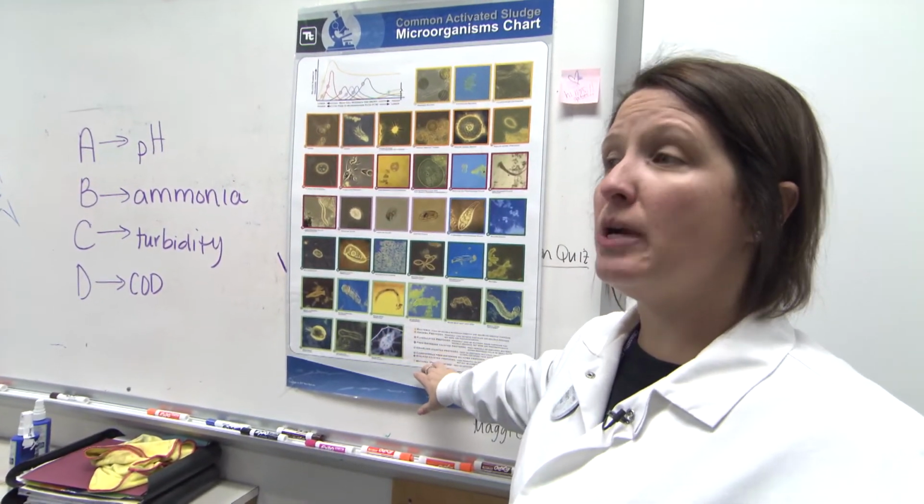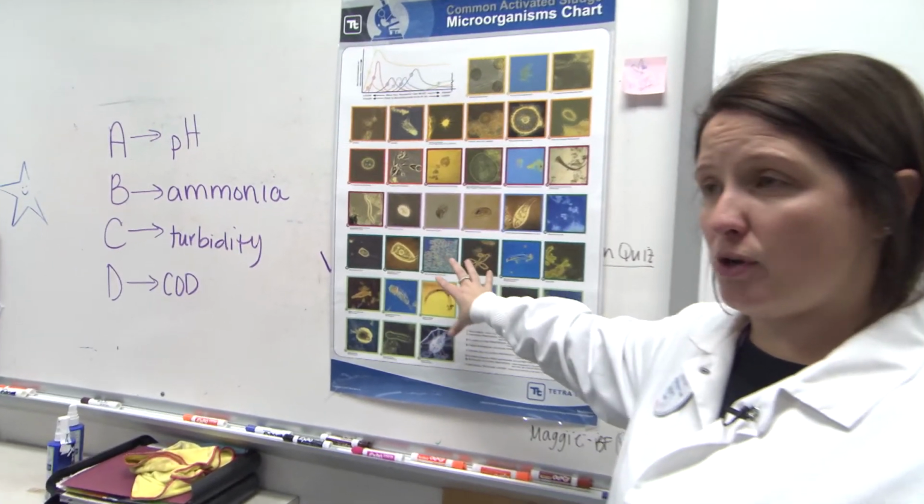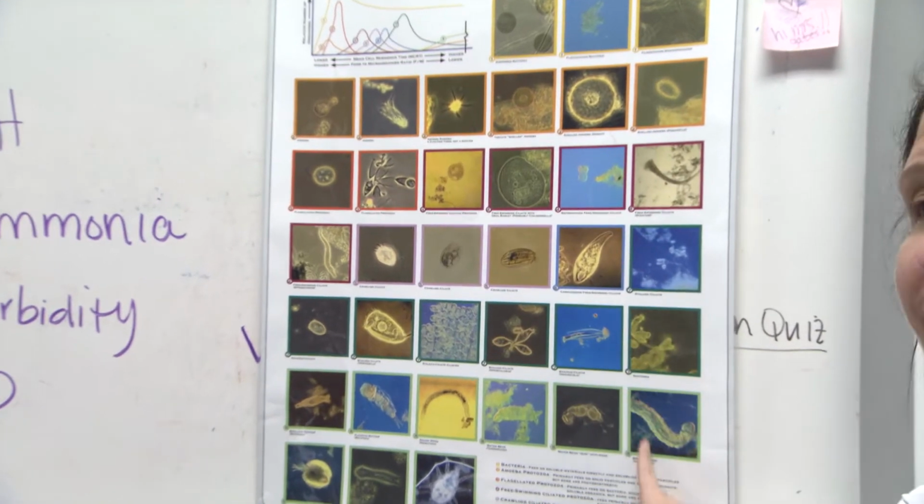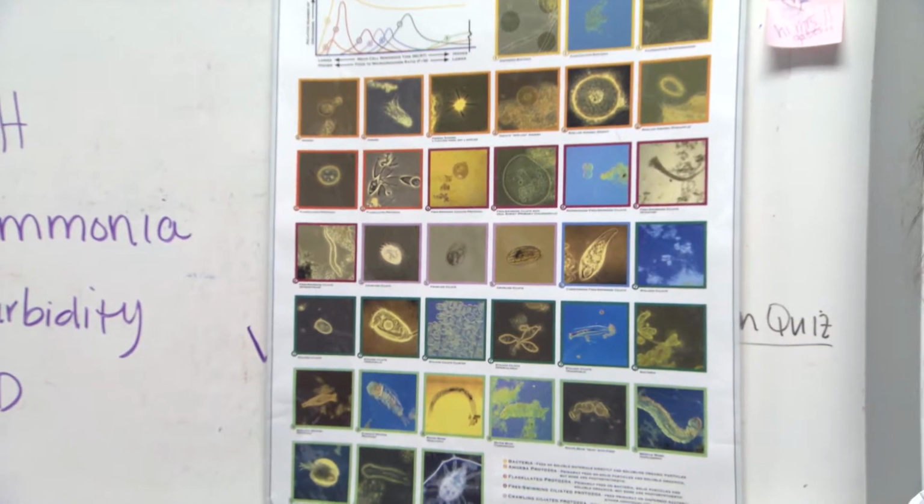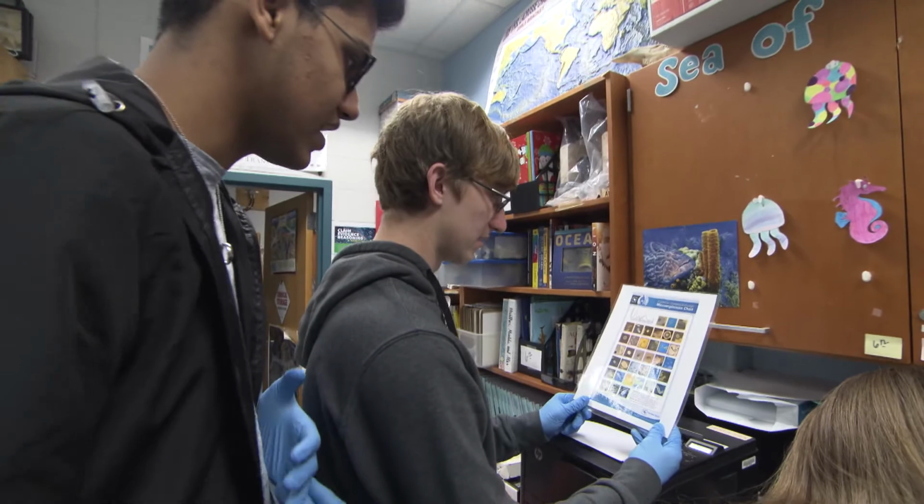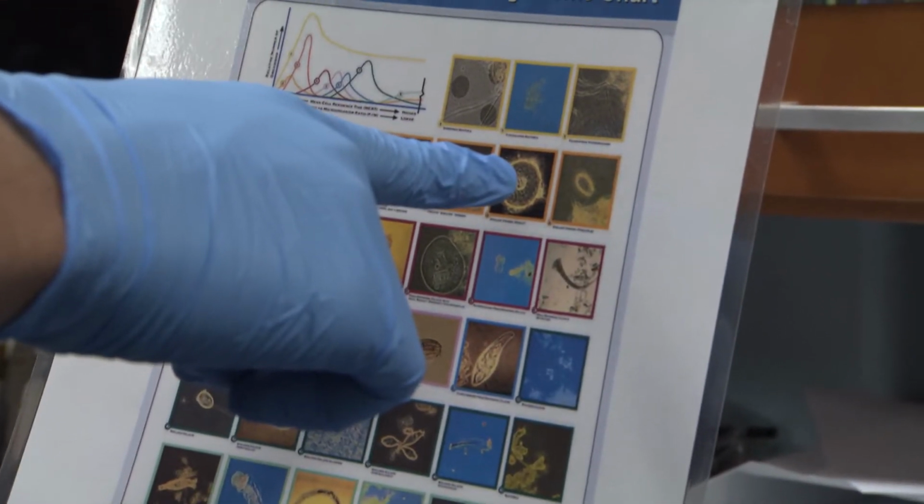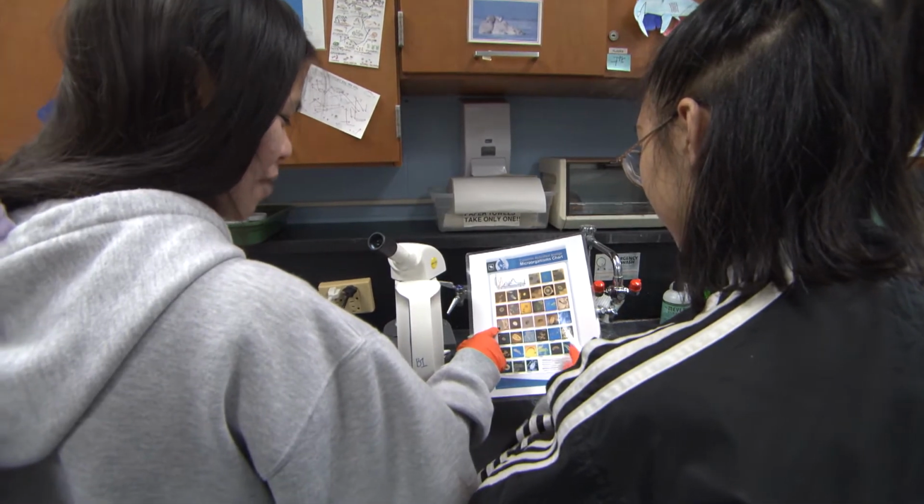What I want you to do is to observe the microscopes and then take a few minutes to discuss the age, type, and role of microorganisms commonly found in wastewater. You can expand the discussion about microorganisms to their use in stream monitoring and other areas.